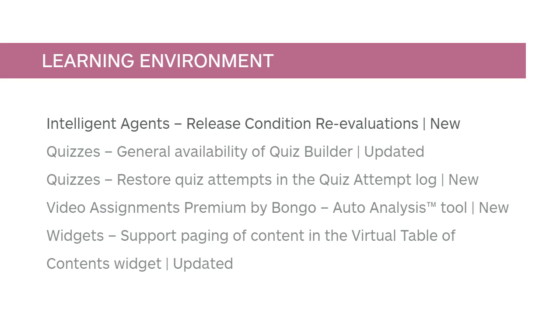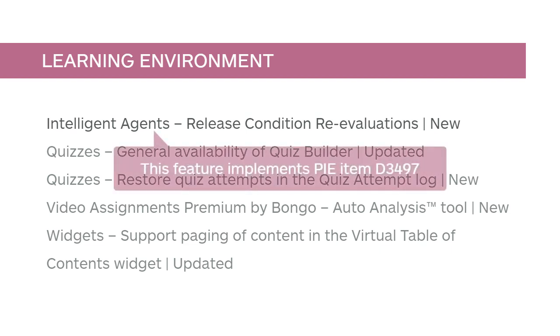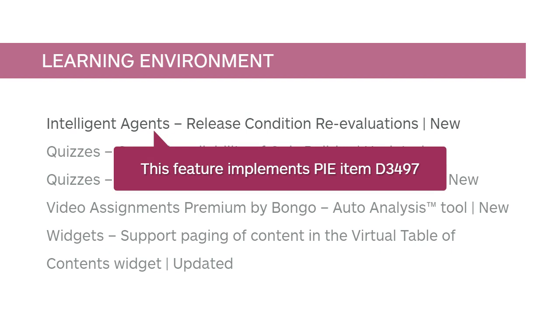Intelligent agents now reevaluate the status of release conditions at the moment of triggering to determine whether a user has completed a particular release condition or not. This feature implements PI item D3497.